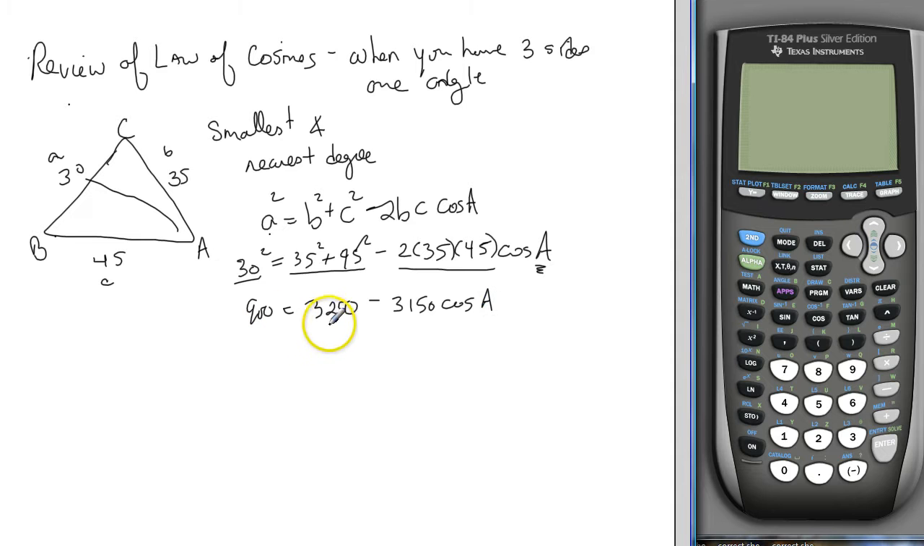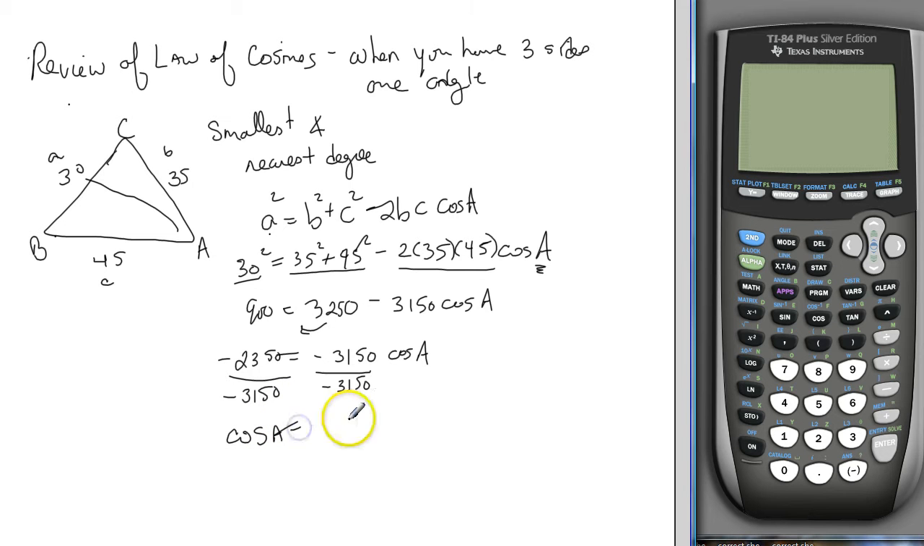And we're going to solve this now. So this one's going to move over here. We're going to subtract it over, and divide by this one. And so I'm going to get cosine A equals, punch it in your calculator. You should have 0.74603, a bunch of decimals.